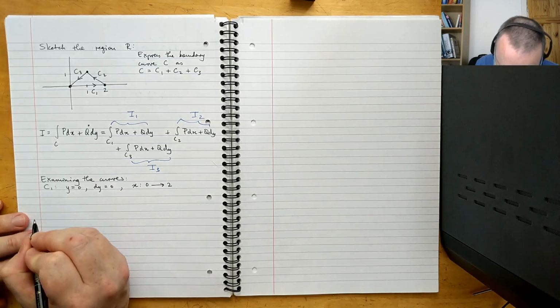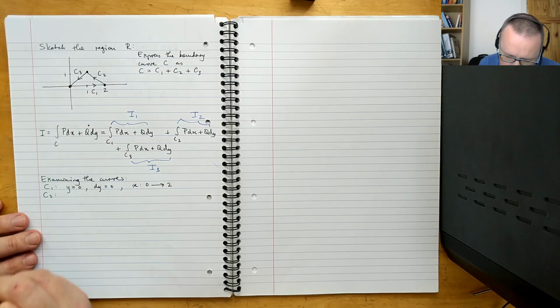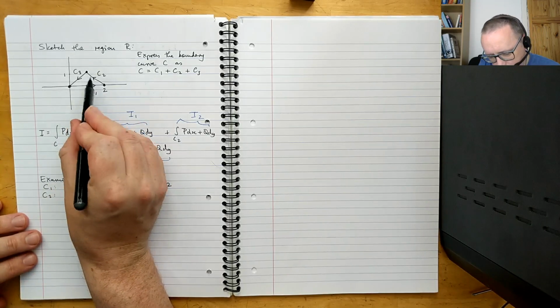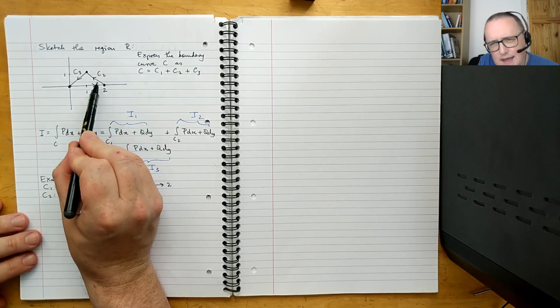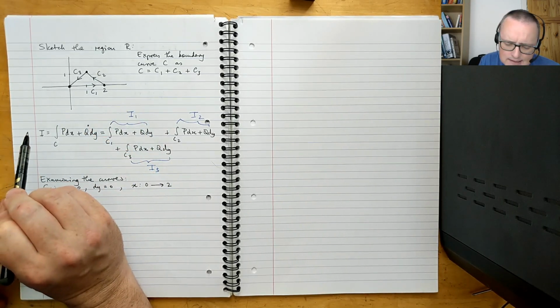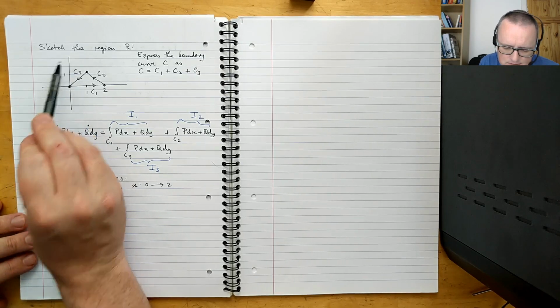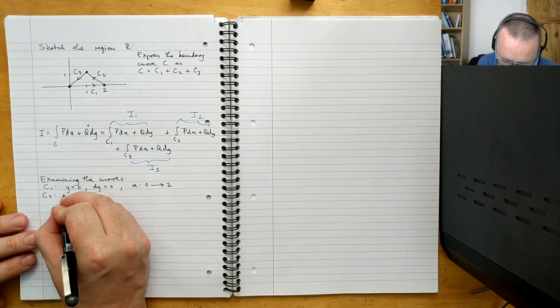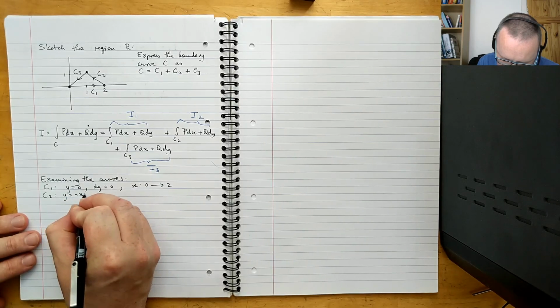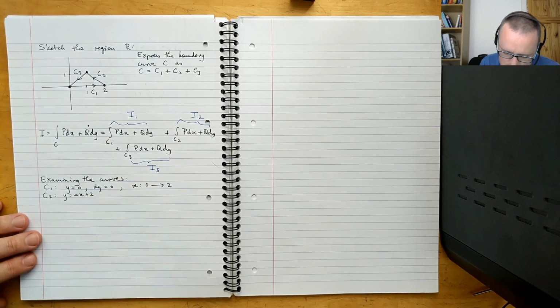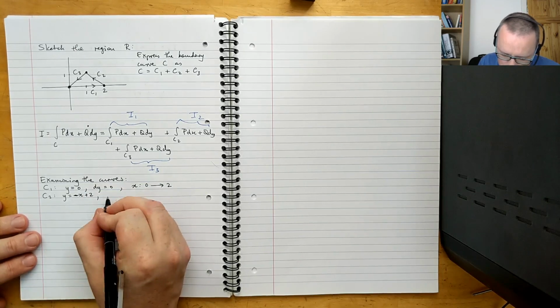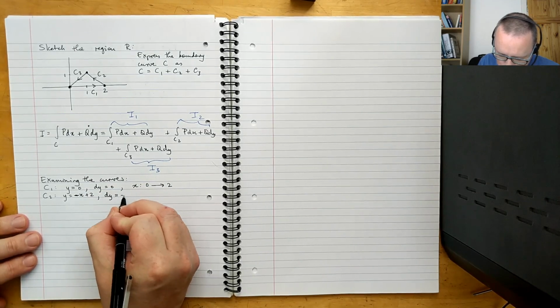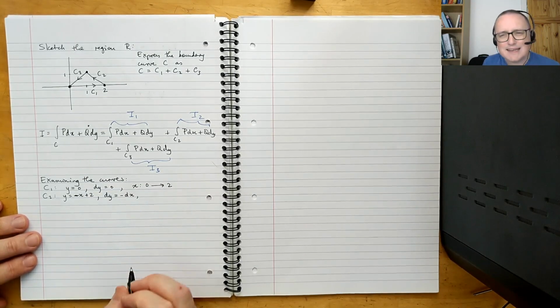Along C2, so what's happening on C2? C2, so which line is this? It's the line with slope -1, and it's got intercept, it would intersect the y-axis at 2. So this is the equation y equals minus x plus 2. As a consequence of that, the relationship between the differentials is dy is equal to minus dx.